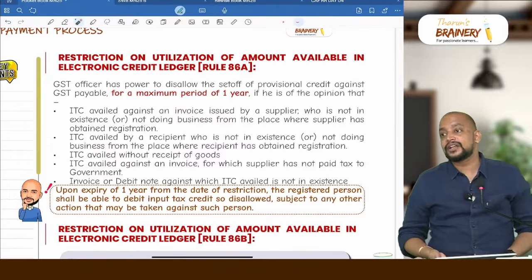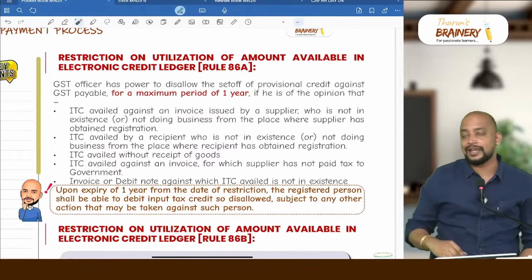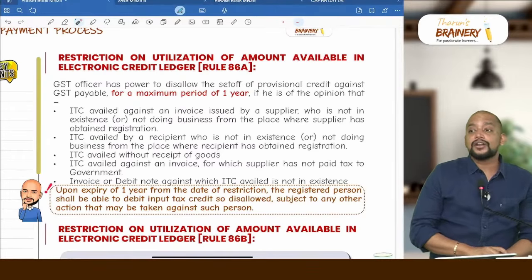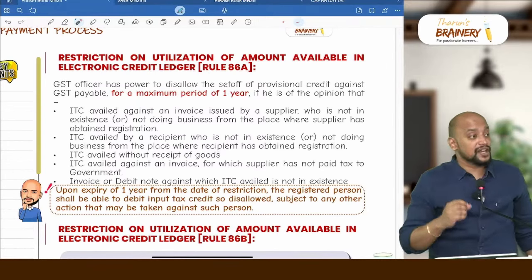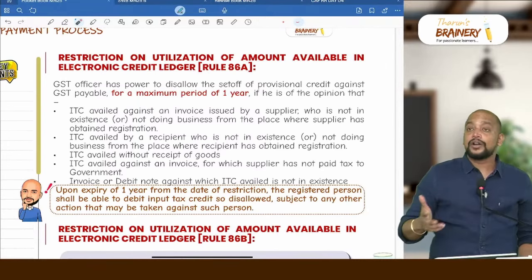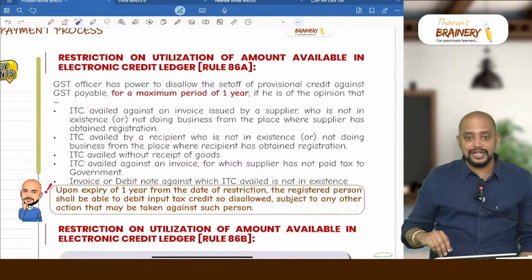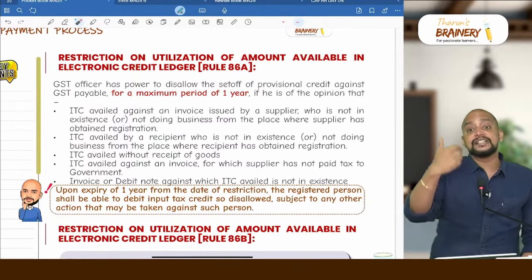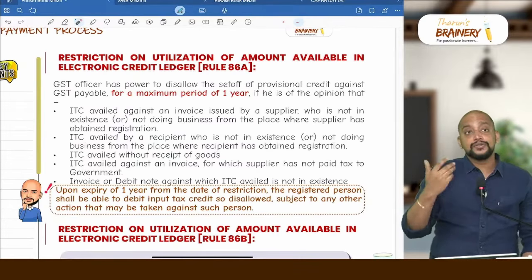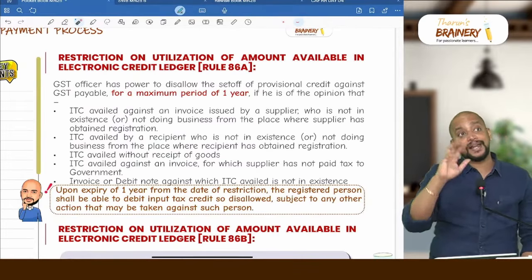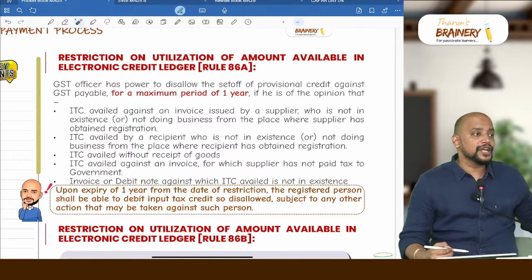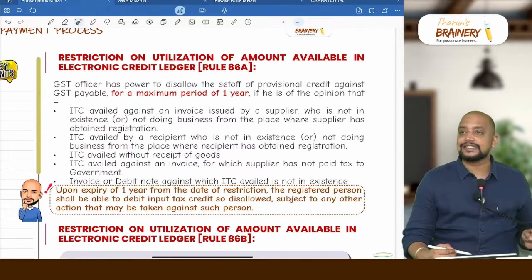Sir, I am there only now, sir, which means they could not find you. Okay, you are not in existence, or you are not doing business from the place where you have obtained registration, or you have availed the ITC without actual receipt of goods or services, or the invoice is missing. Or your supplier has not paid the tax to the government. You understood? In these 5 cases: the supplier is not in existence or not doing business from the place where they have obtained registration. So install a CCTV camera there.